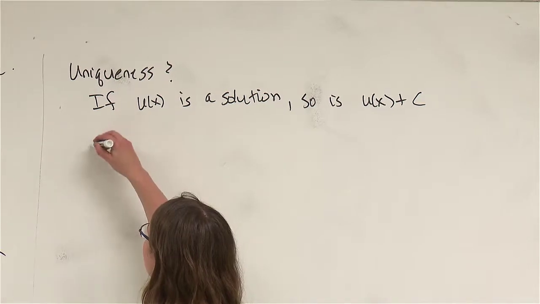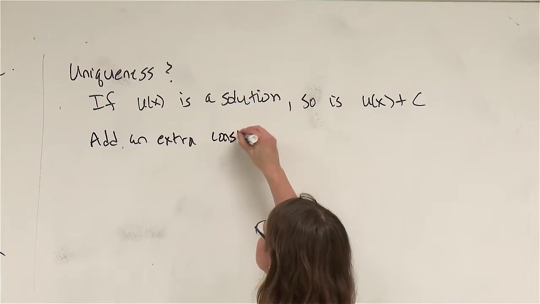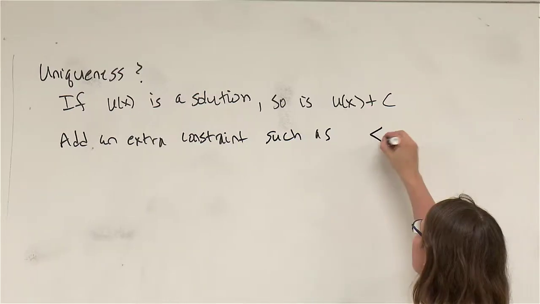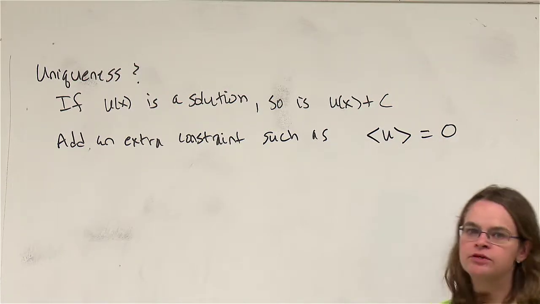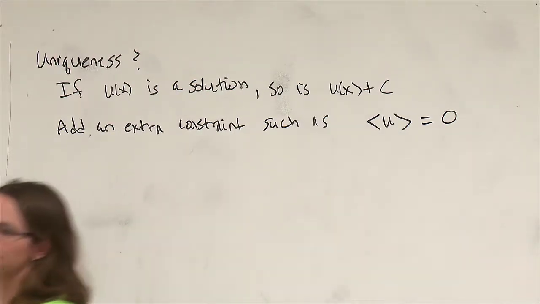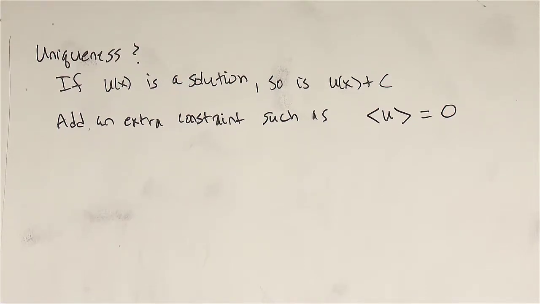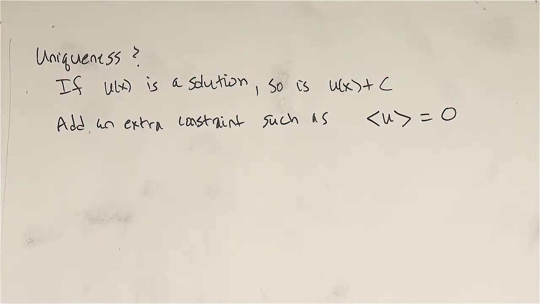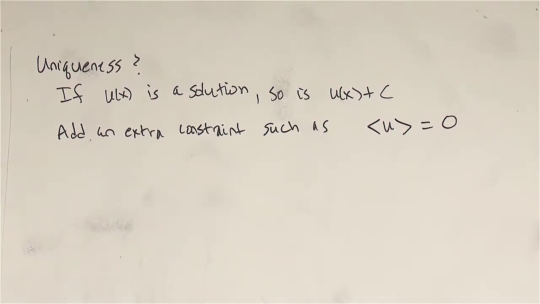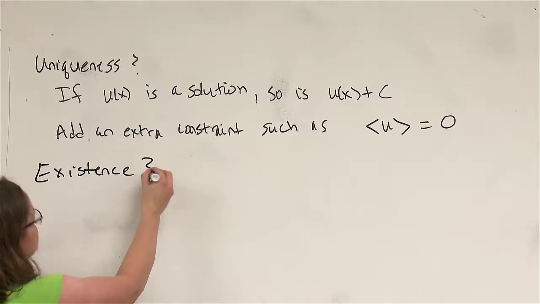Okay, so we can add an extra constraint. Such as, say we decide that we want the average of u to be 0. We just take whatever we got, shift it up or down until it has an average of 0. Or we can decide that we want its value to be 0 at a particular point, or that we want its value to be pi over 4 at a particular point, or whatever. It doesn't matter. All right, what about existence? Is this guaranteed?